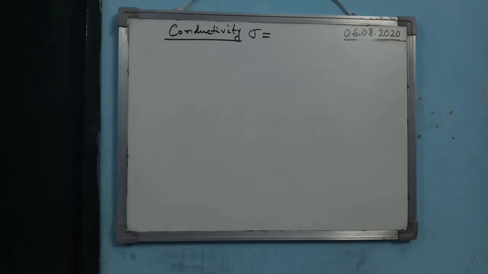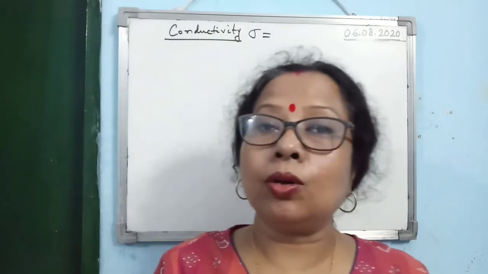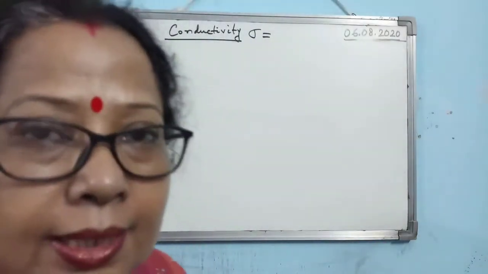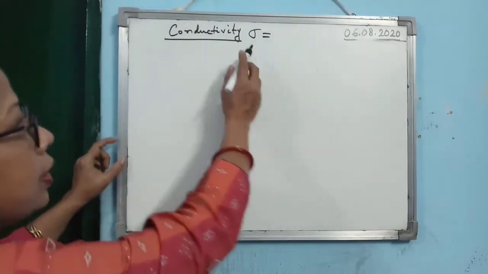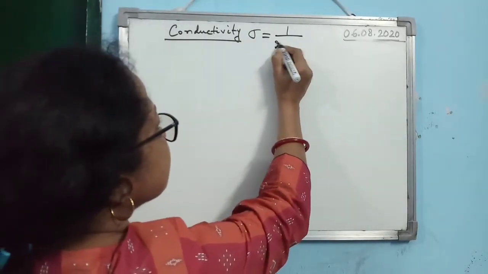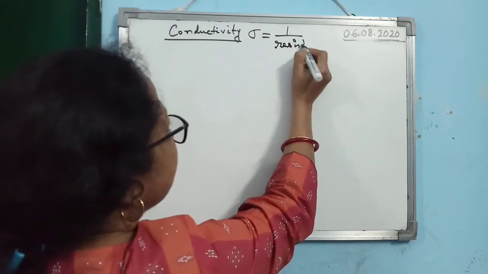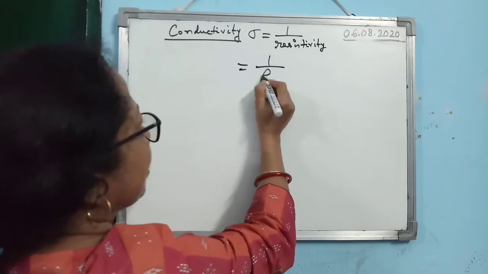I hope you can remember the concept of conductance. Conductance was 1 upon resistance, isn't it? Like that, what is conductivity? Conductivity, we denote it by the Greek letter sigma. It is 1 upon resistivity, that means 1 by rho.